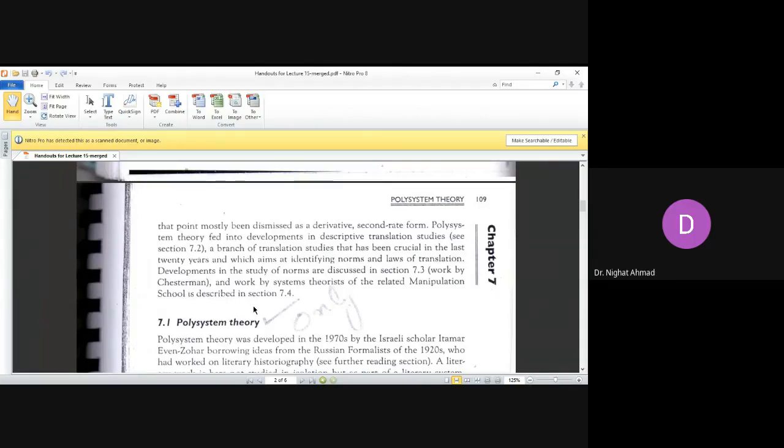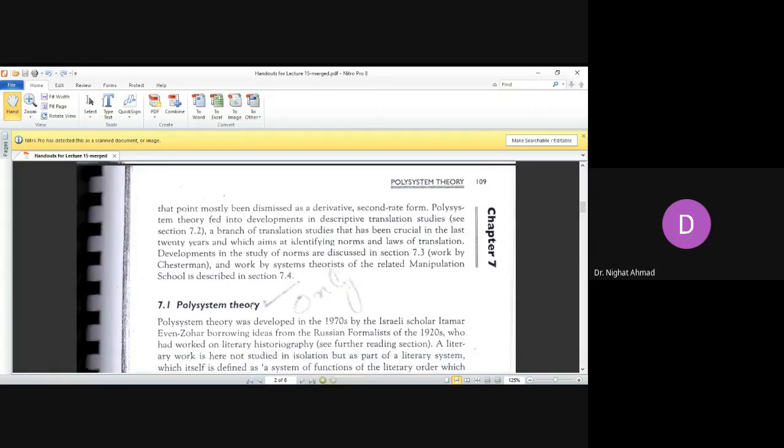So polysystem theory fed into developments in descriptive translation studies, a branch of translation studies that has been crucial in the last 20 years and which aims at identifying norms and laws of translation. You have to see that polysystem theory fed into the development of descriptive translation studies, a branch which has come up in the last 20 years or so, and it basically identifies different norms and different laws of translation. In particular, developments in the study of norms will be discussed later in point 7.3, as well as other critiques of system theories by the manipulation school and others. Okay. So let's move on.